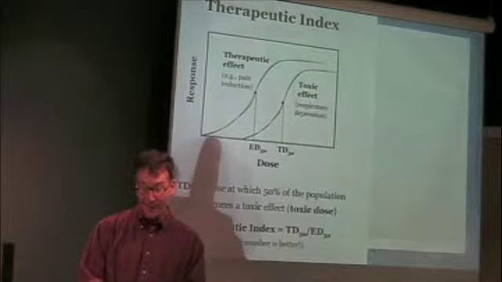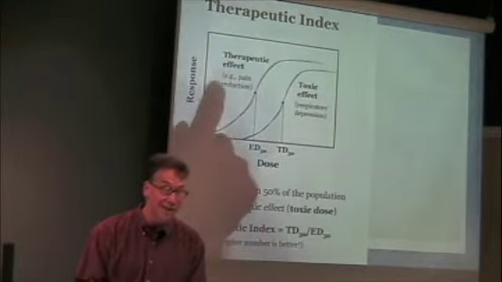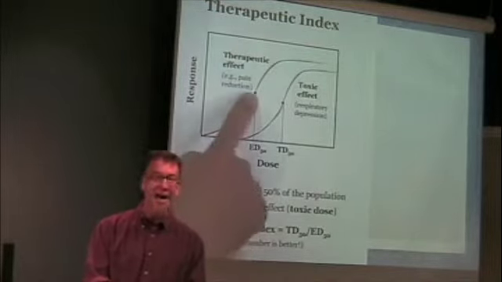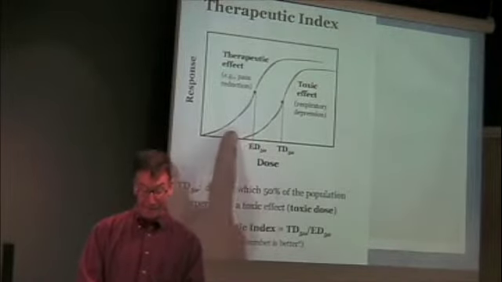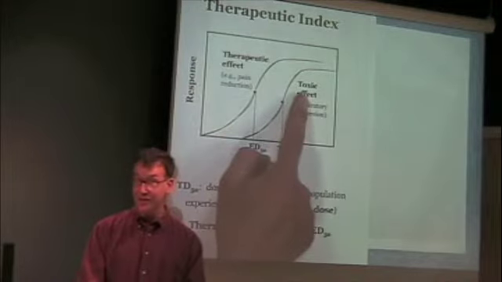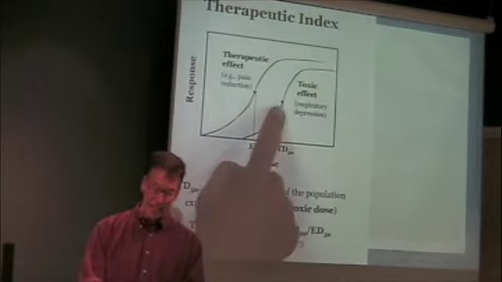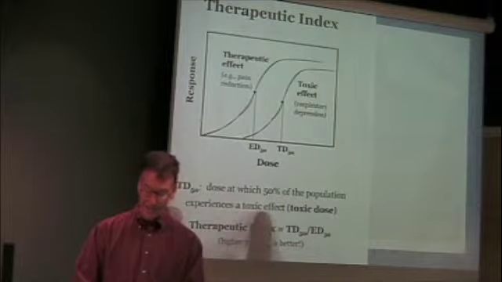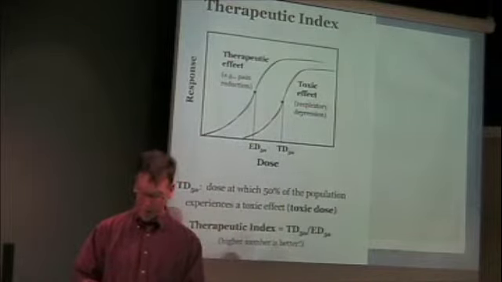You want the drug to be more potent when it comes to your therapeutic effect. You want to take a small amount to get to your ED50, your half maximal reduction in pain, let's say. And you want to have to administer a great deal more until you start producing toxicity with this substance. So this TD50 is sort of analogous to the ED50. It's the dose at which 50% of the population experiences a toxic effect. It's like the half maximal toxic dose, right?